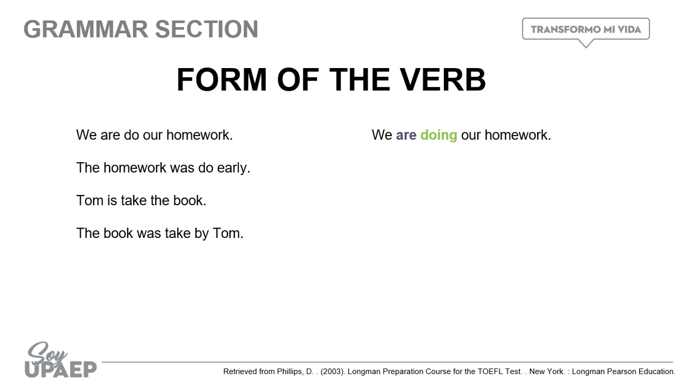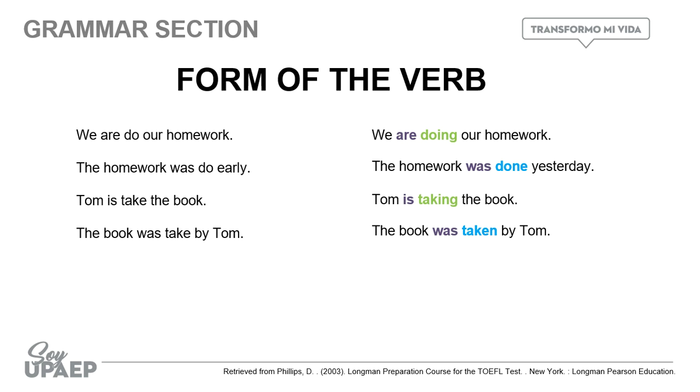In the first one, we know that we cannot say we are do our homework. We have to say we are doing our homework. Why? Because we need to form a present continuous form. The homework was due early is incorrect because it should be the homework was done yesterday. If you notice in here, we are forming a passive sentence. Tom is take the book is also impossible. It has to be Tom is taking the book because again, we are forming a present continuous sentence. In the last case, it has to be the book was taken by Tom because we are forming a passive voice sentence.